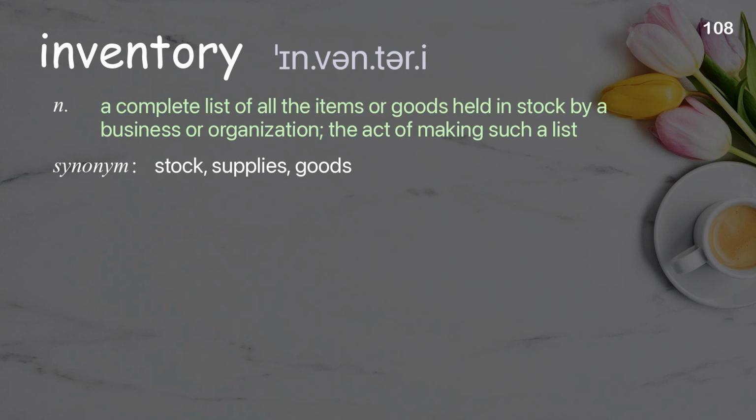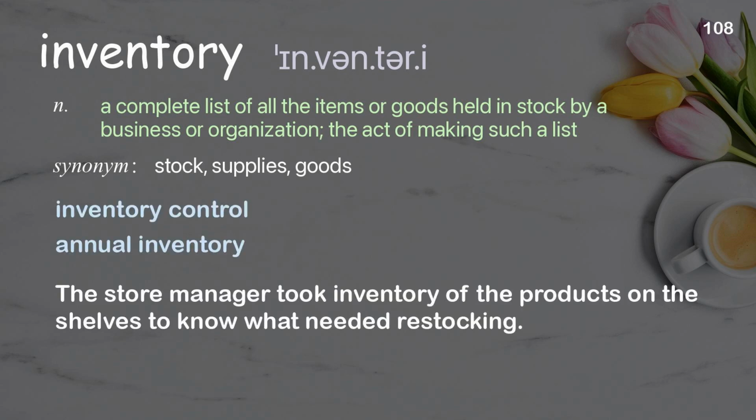Inventory. A complete list of all the items or goods held in stock by a business or organization, the act of making such a list. Examples: Inventory control, annual inventory. The store manager took inventory of the products on the shelves to know what needed restocking.